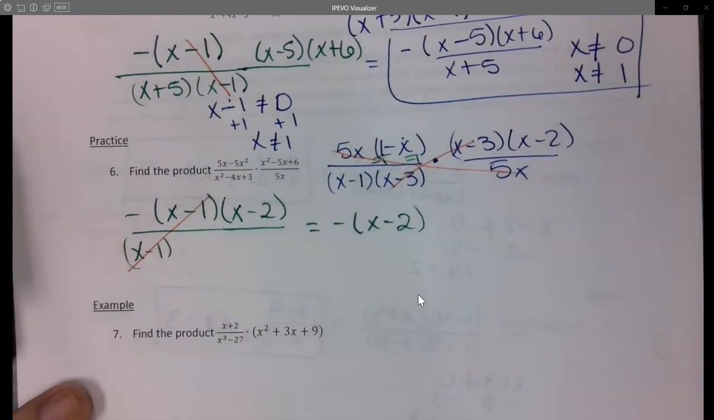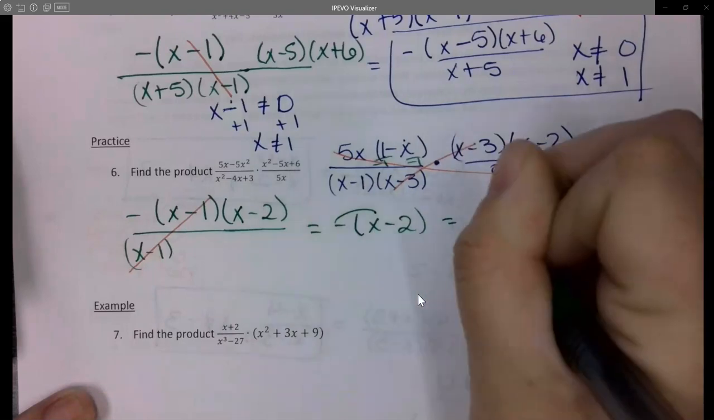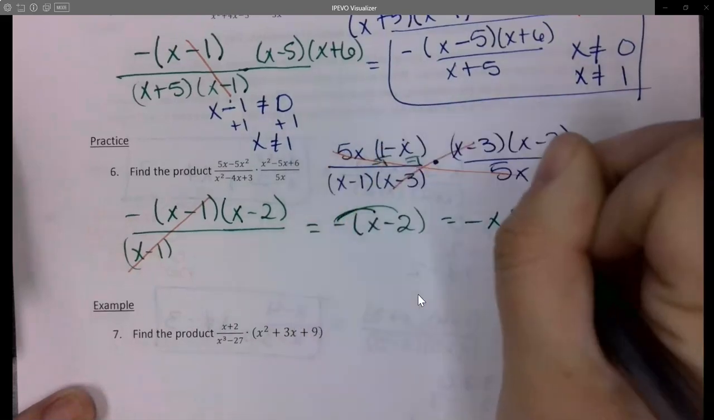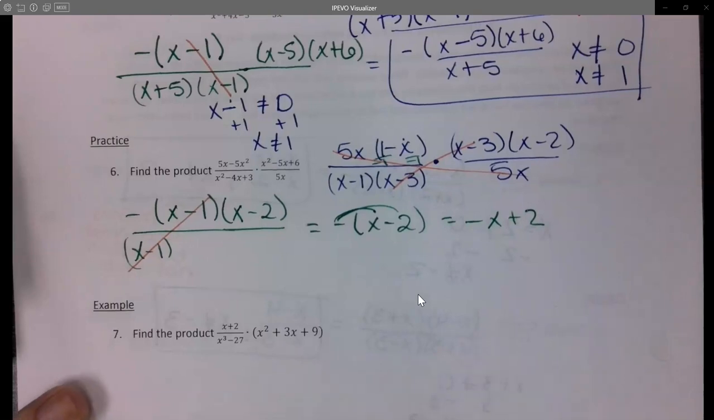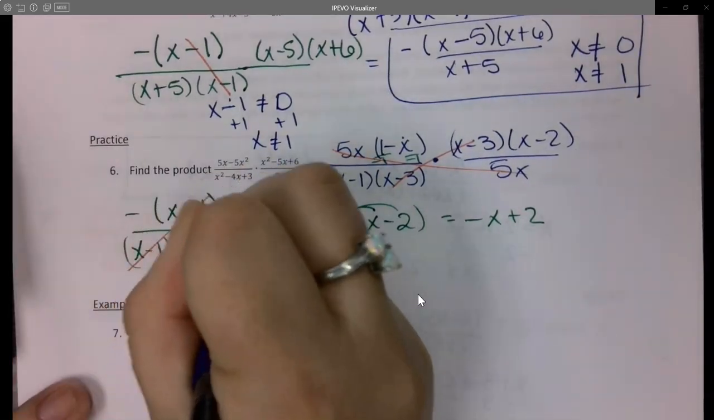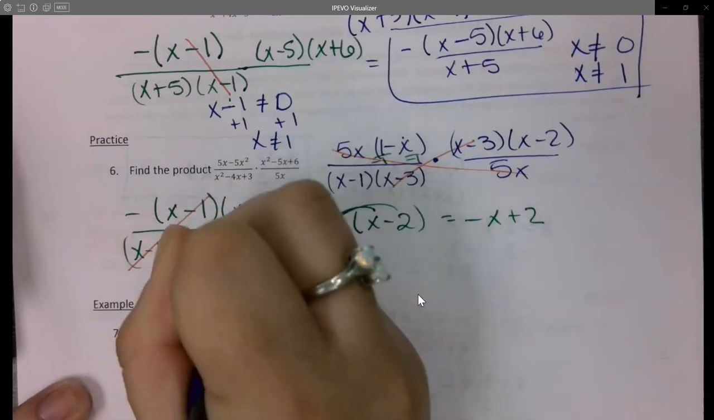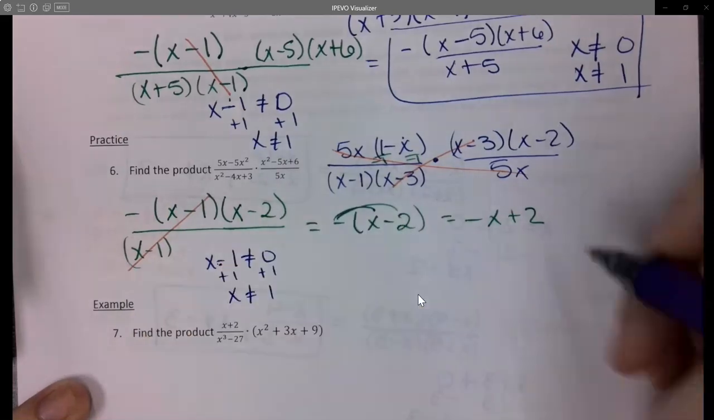I can leave this in parentheses, or I can distribute. Either will be fine. I'm going to distribute just because I don't like parentheses. So I'm going to have negative x plus 2. And that's not my final answer, because I need to take care of all the things I canceled out from my denominator. So I'm going to have x minus 1 doesn't equal 0. Add 1 to both sides, so I can't have 1.